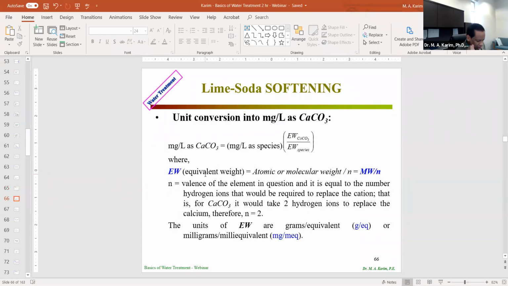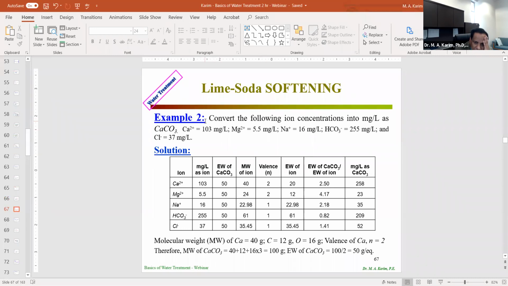one. Okay, as I mentioned, the conversion that we have to do is to make them the same unit before we can start adding them up or things like that. So for milligram per liter as calcium carbonate, if we want to convert, then milligram per liter as species is multiplied by the equivalent weight of calcium carbonate divided by the equivalent weight of the species. So that's what we do. An equivalent weight is basically atomic or molecular weight divided by N. We have learned that before, right? N is the value of 2, 3, whatever it comes up to be. But in this case, definitely for calcium, N is equal to 2.